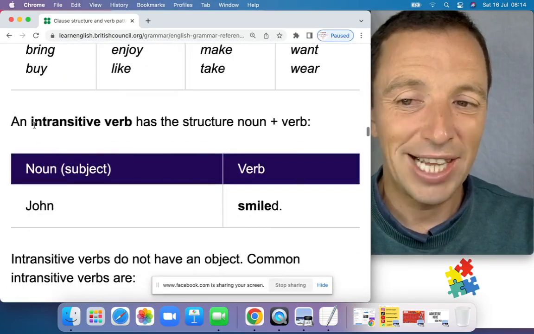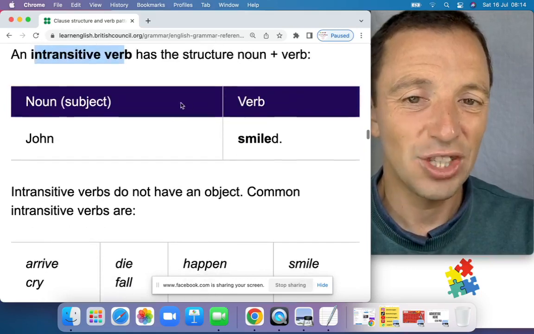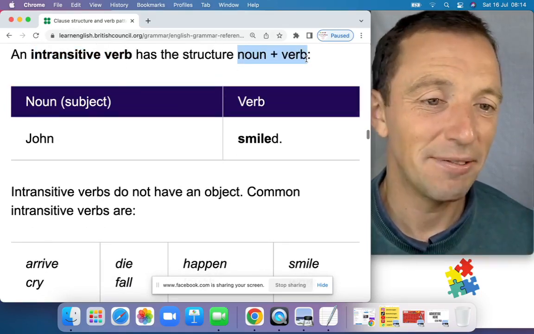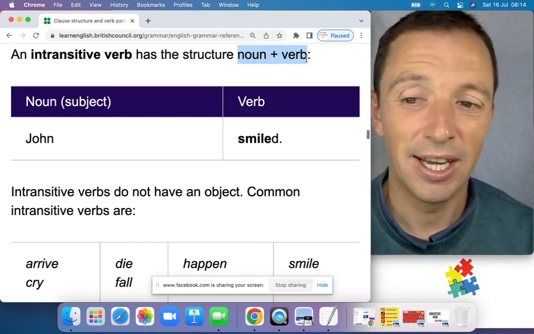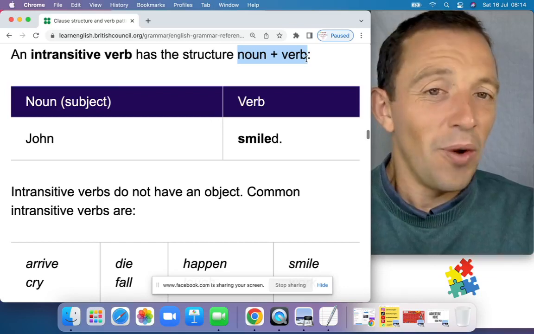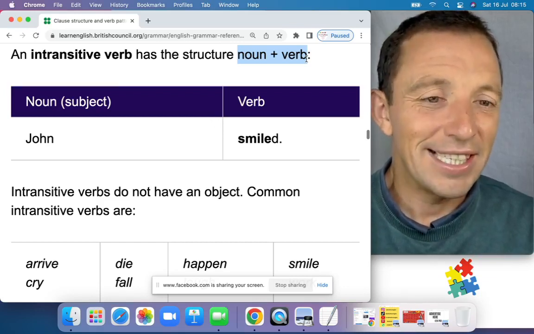And an intransitive verb has the structure noun and verb. So there's no object. And that's the difference between transitive and intransitive. For example, John smiled. So there's no object required. There's no object necessary in this case.